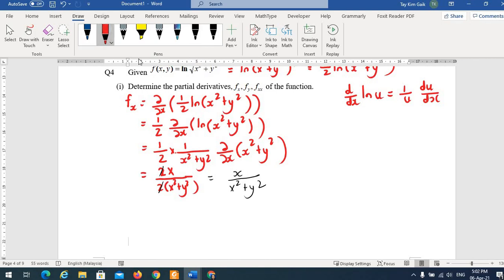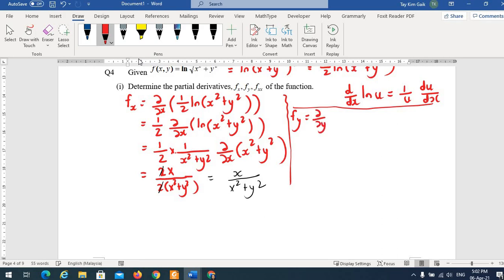So this is for fx. Similarly for your fy, you just change del x to del y. So you have y over x squared plus y squared.